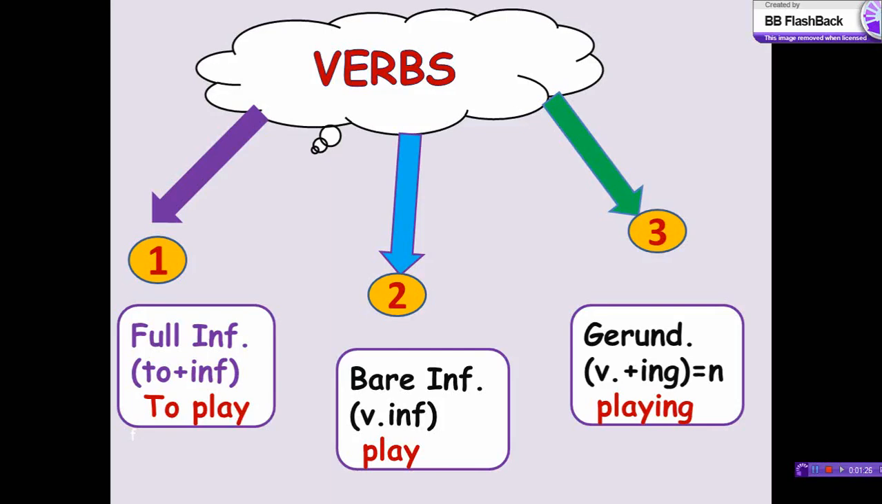Full infinitive, to and the verb. Bare infinitive, the verb only. The gerund, verb and ing. So let's start with the first type, the full infinitive, to know when to use it.